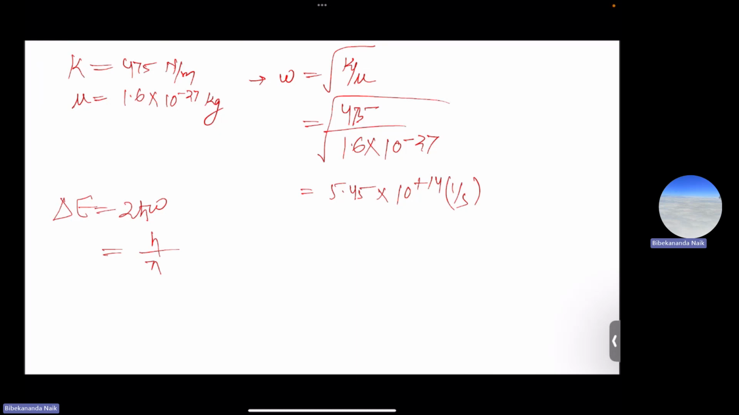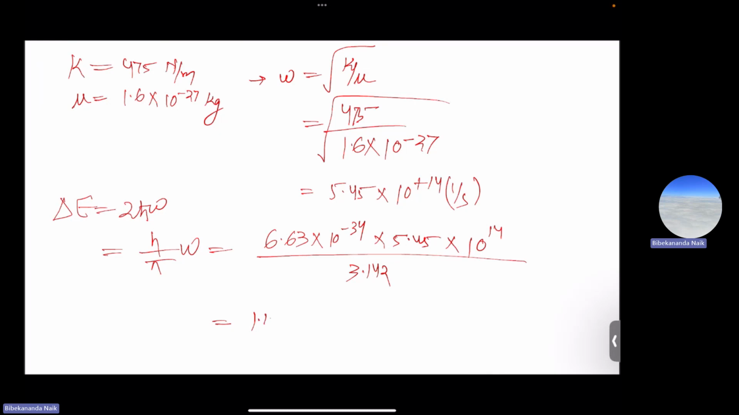So the energy delta E is 2ħω, which is h by pi, because 2ħ is 2h by 2 pi, so h by pi into omega, which is 6.63 into 10 to the power minus 34 into 5.45 into 10 to the power 14 divided by 3.142, which is equal to 1.15 into 10 to the power minus 19 joule.